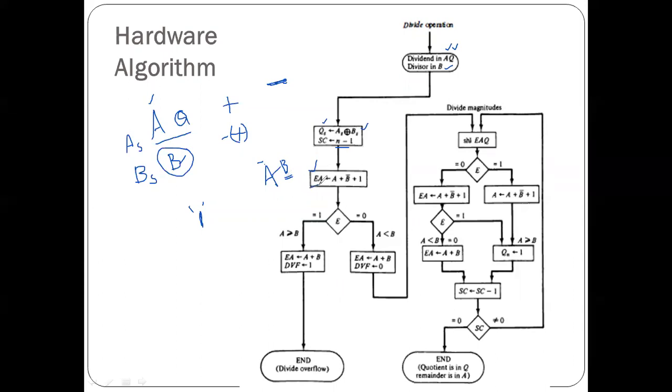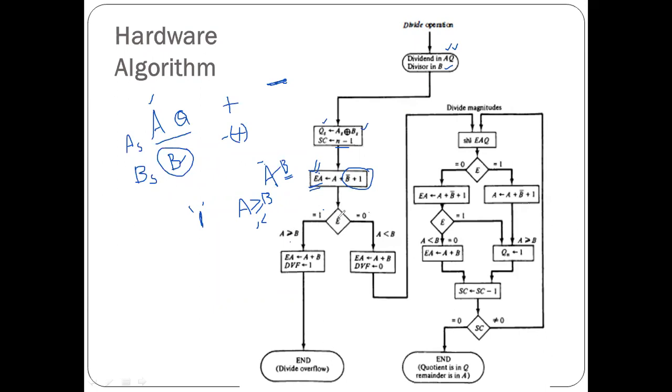That results in E and A. How are we doing A minus B? By taking the 2's complement of magnitude B and adding it to A. So that will result in E as an extra end carry, and A. Based on the E bit, I can decide whether A is greater than or equal to B, or less than B. If E is equal to 1, A is greater than or equal to B. If E is equal to 0, it is less than B.